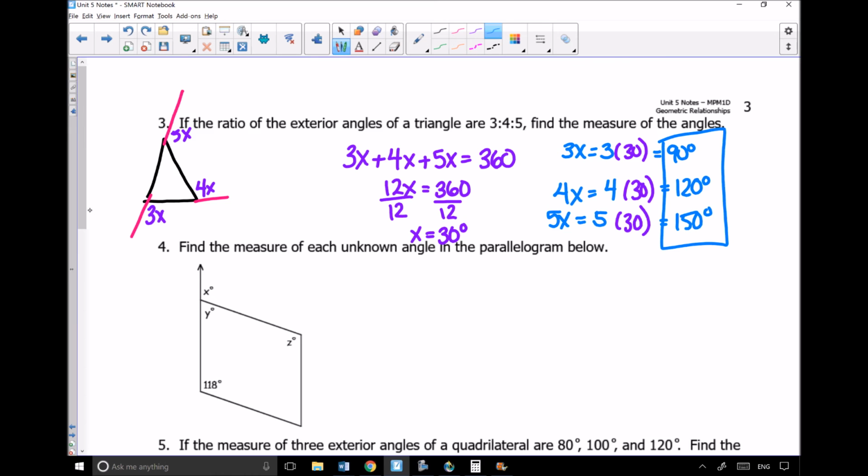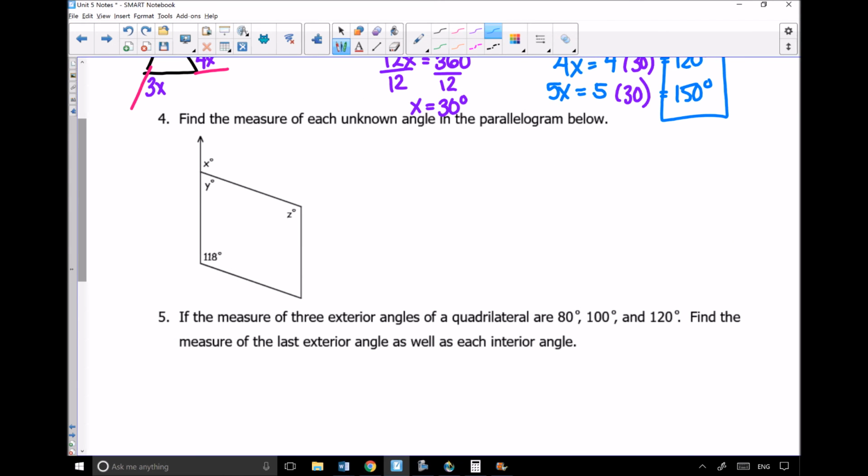Okay? All right, question number 4. Find the measure of each unknown angle in the parallelogram below. Well, one thing you need to know about parallelograms is opposite angles are congruent. So, first of all, we want to figure out what x is, what y is, and what c is. So we'll put that on the side so we can figure out all of these values. Well, if we know that opposite angles in a parallelogram are congruent, we know that angle z is also 118 degrees. So we can already say that this is 118 degrees. We also know that if this is y, then this is y. So we'll call this y as well.